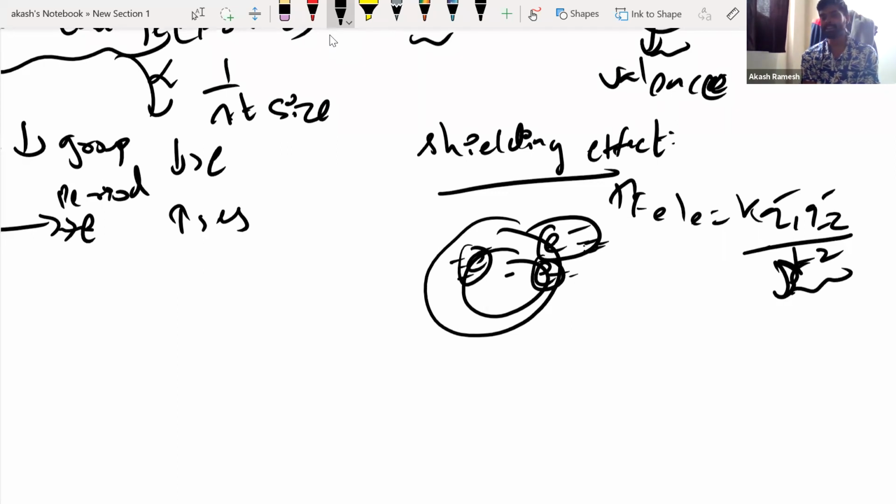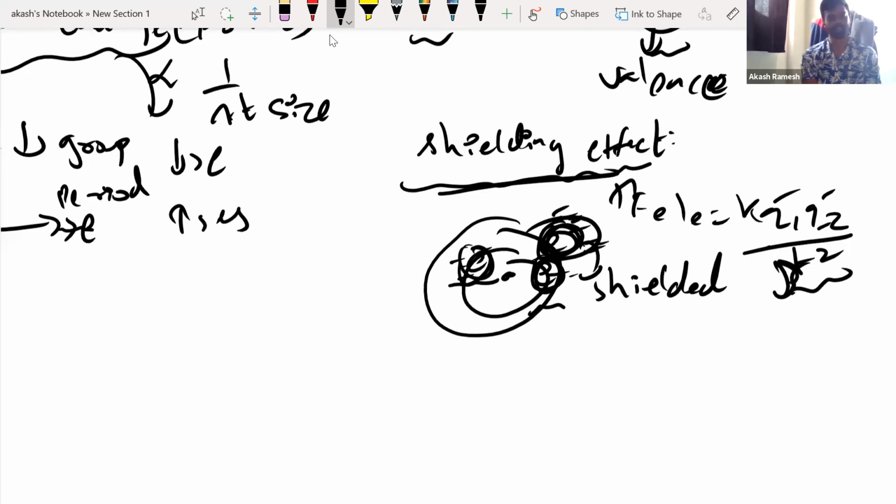So this particular electron is shielded from the nucleus by these two electrons. What do you mean by shielding? Protecting. This electron in the valence shell is getting protected from the nucleus by these two electrons. They take up the maximum amount of force, and only a minimum force goes to this electron. This effect is called the shielding effect: the valence electrons are shielded from the nucleus by the inner electrons. Hope you're able to get the point.